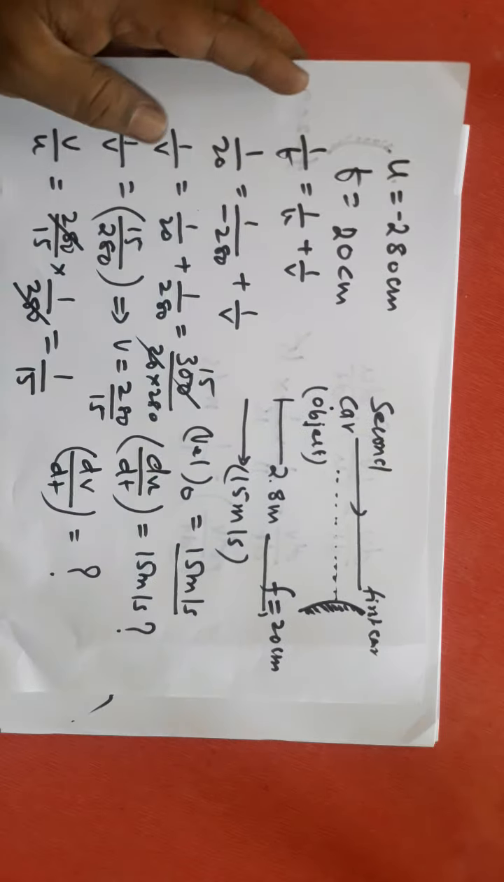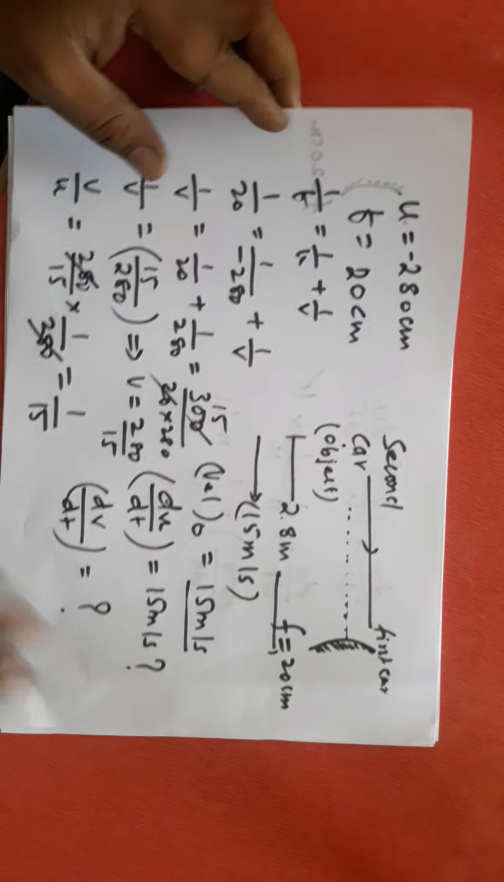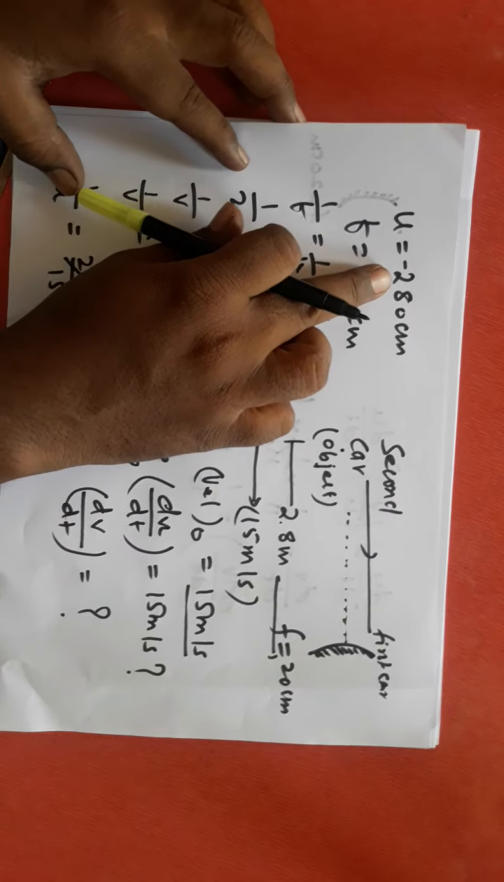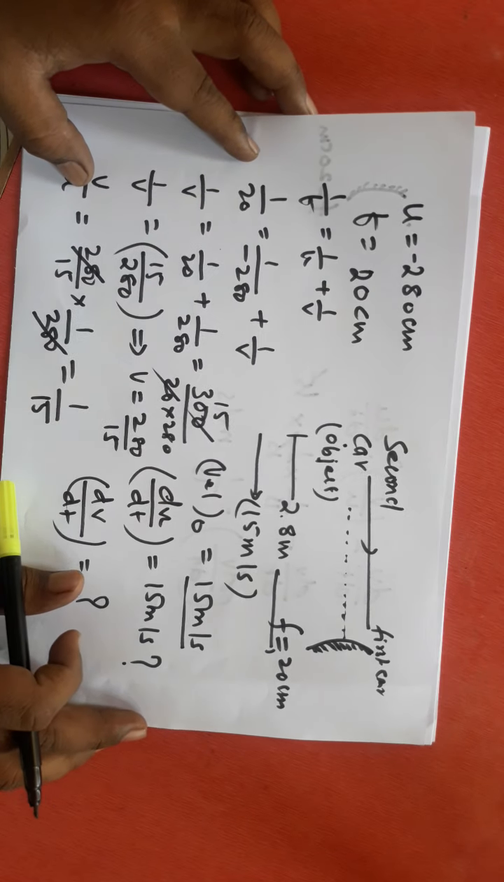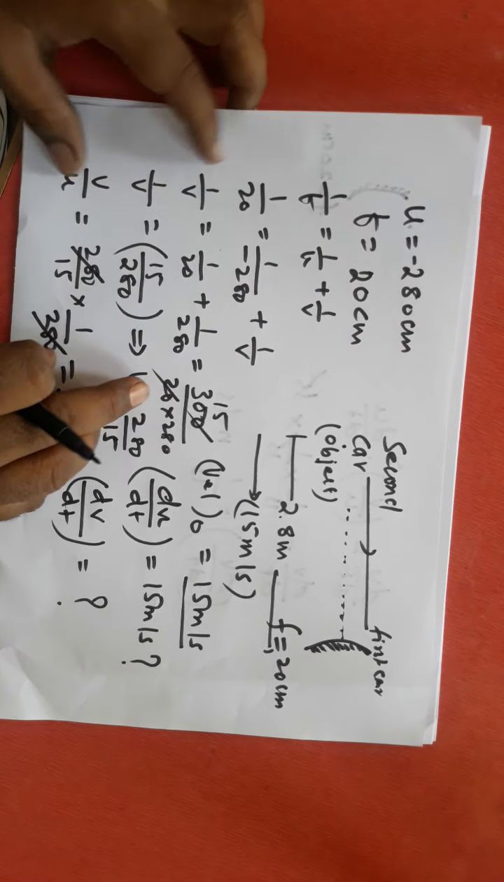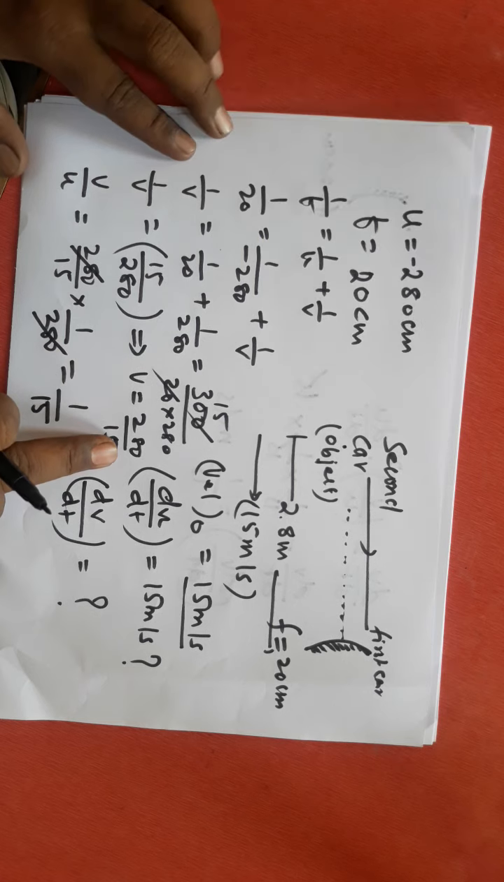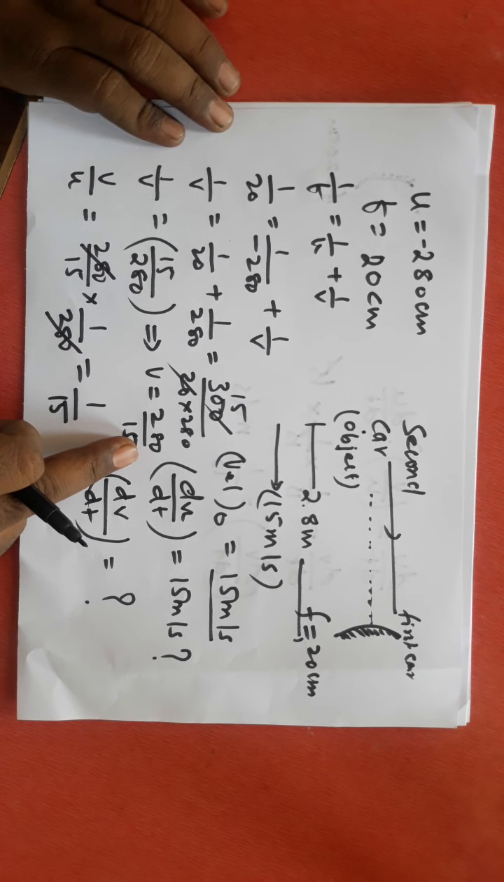This question we solved. Can observe the solution once again. First, u is given as minus 280. F I have taken. From this I have calculated v.